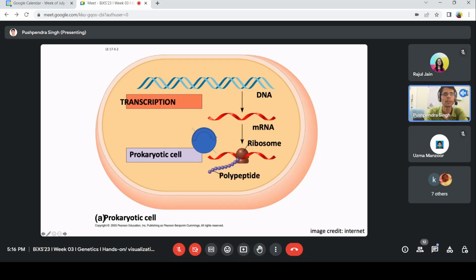I hope you are able to see the cursor, Rajul. Okay. So this beaded structure, like a garland, that is visible in this picture, that's basically the protein.